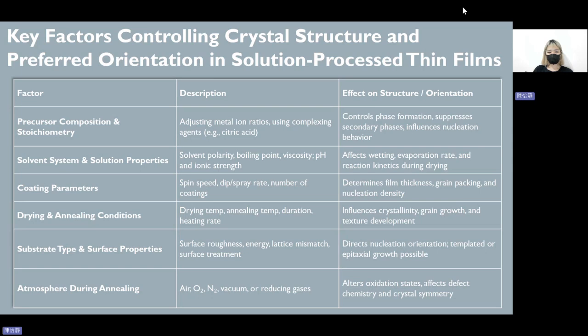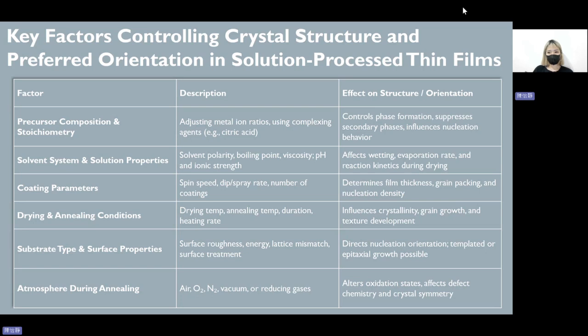Second, solvent system and solution properties: polarity, boiling point, and viscosity. The solvent affects film uniformity and drying dynamics. Mixed solvents or additives can tailor the wetting behavior on substrates, which impacts nucleation density.